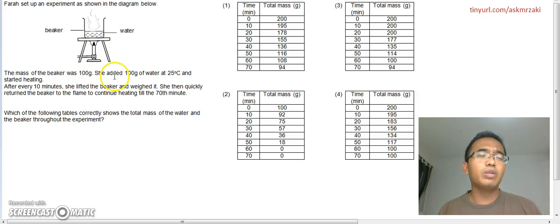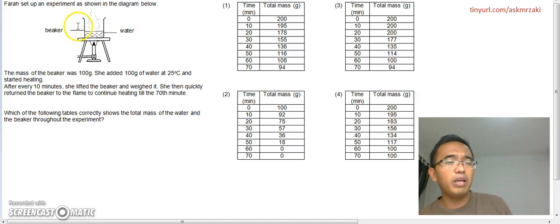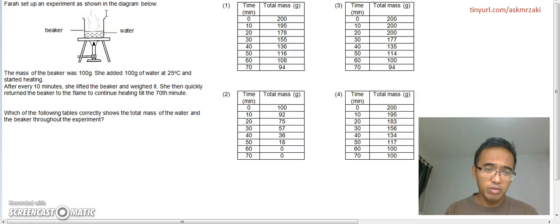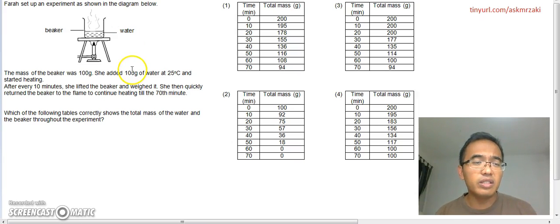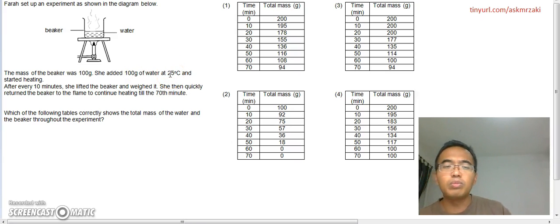And the mass of the beaker was 100 grams. So the mass of the beaker is 100 grams. She added 100 grams of water at 25 degrees Celsius and started heating. So 25 degrees Celsius is roughly room temperature.